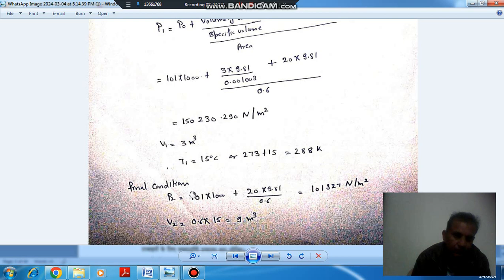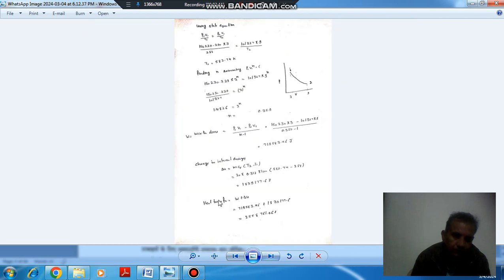Final condition: final pressure is only atmospheric pressure and weight of piston by area, because all the water has been spilled out. So this will be 101327 Newton per meter square. And final volume of argon, because there is no water finally, is the volume of cylinder, that is 15 into 0.6, that is 9 meter cube.